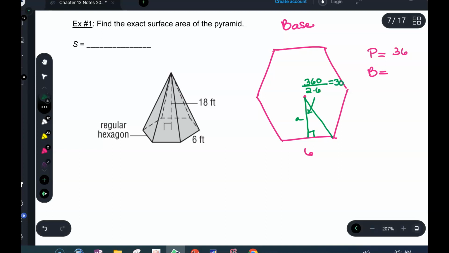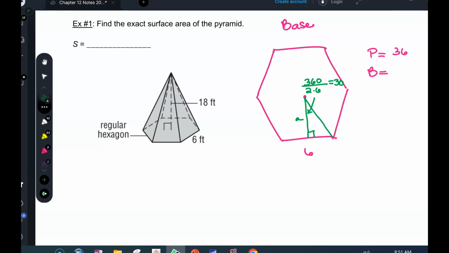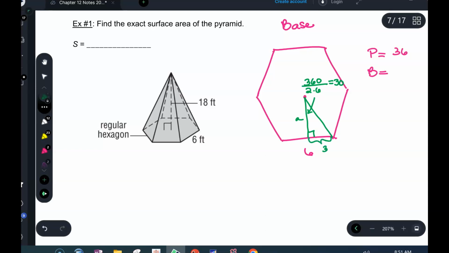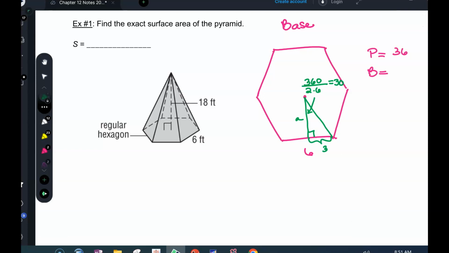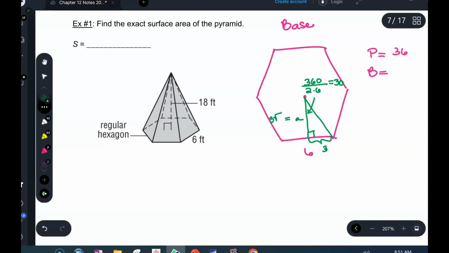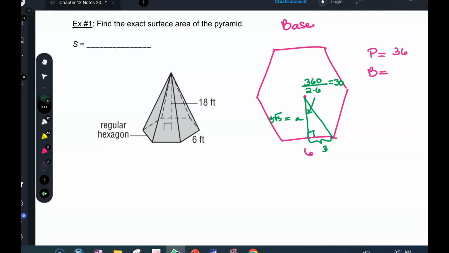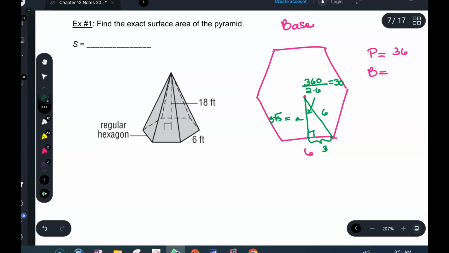So our apothem is just going to be, it's the formula we learned in the last chapter. If 6 is all the way across, hold on, that means this is 3. The apothem is 3 root 3, and then this is 6. Okay, and then this would be 6.